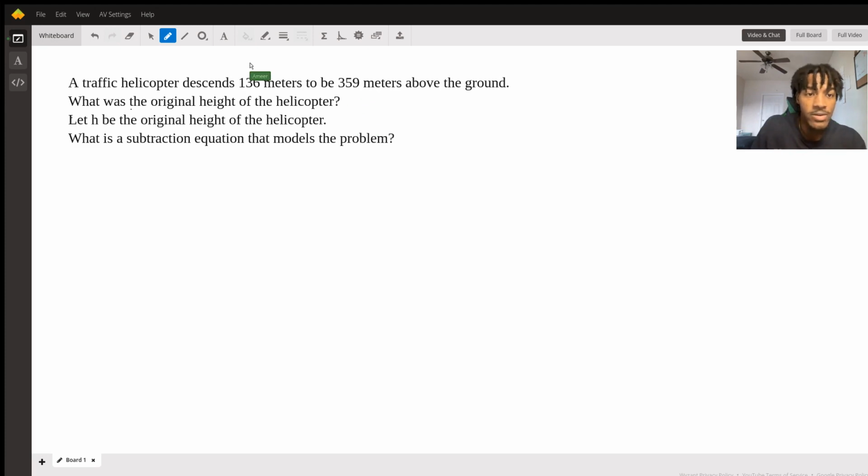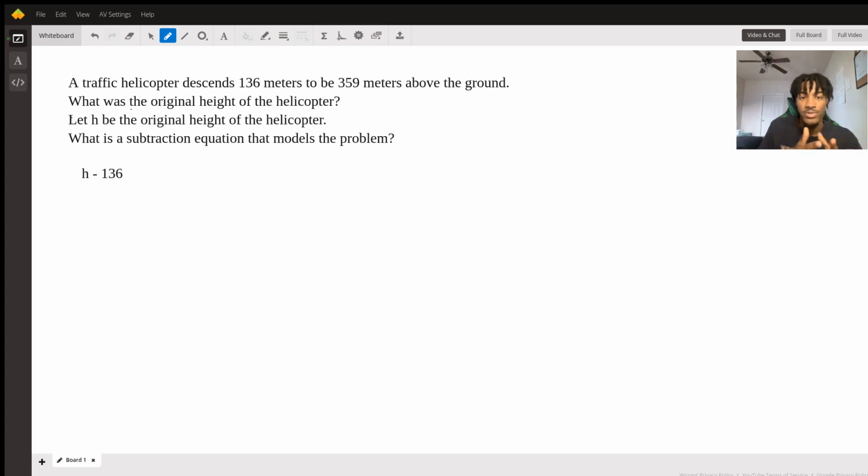I'm going to get a text tool, and it says H is the original height of the helicopter. So H is the original height, right? Then it tells us the traffic helicopter descends 136 meters. So descend meaning it actually approaches the ground. So instead of ascending, going upward, it's descending, which means it's going downward. So we're going to subtract 136 meters.